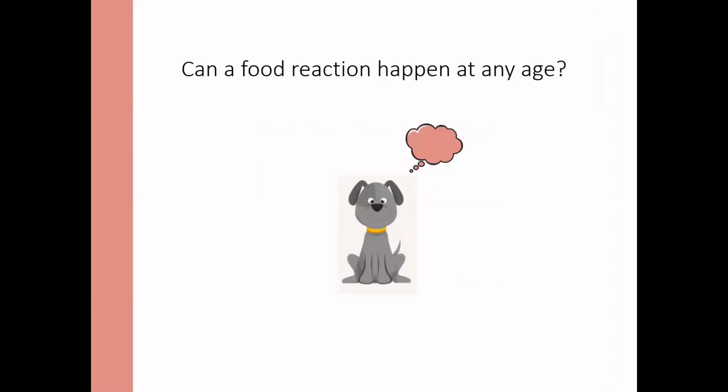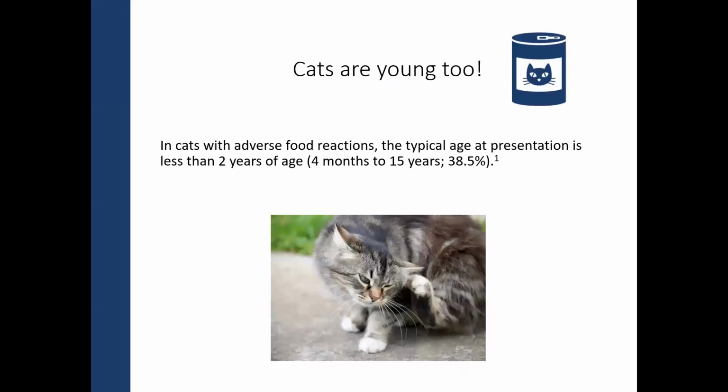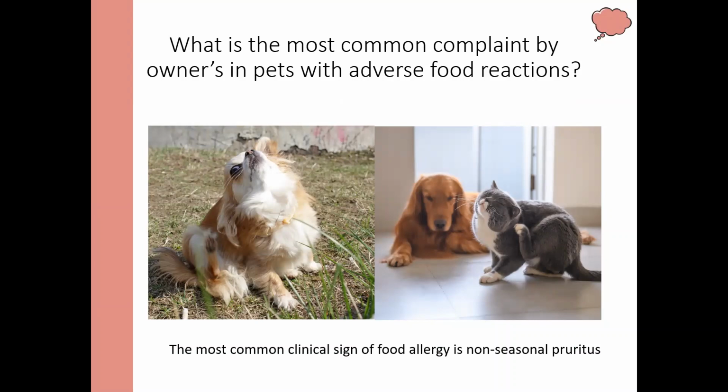Can a food reaction happen at any age? Yes, but typically in young animals. 1/3 to 1/2 of dogs with adverse food reactions develop clinical signs prior to 1 year of age. Cats are typically young when they present as well. In cats with adverse food reactions, the typical age at presentation is less than 2 years of age. What is the most common owner complaint? It's itchiness. Non-seasonal pruritus, so pets that are itchy year-round despite the season.